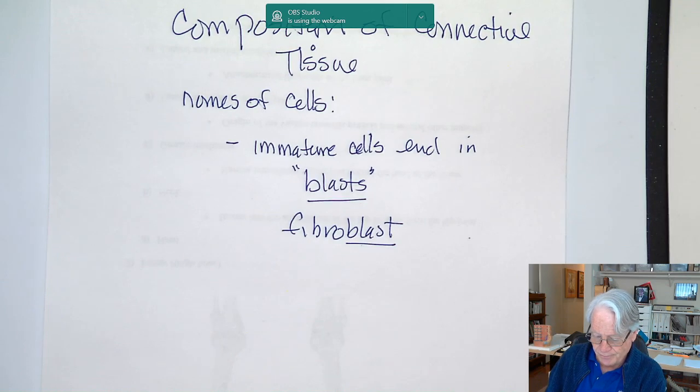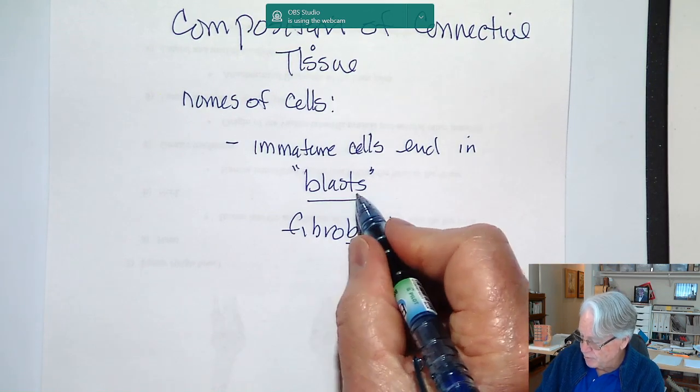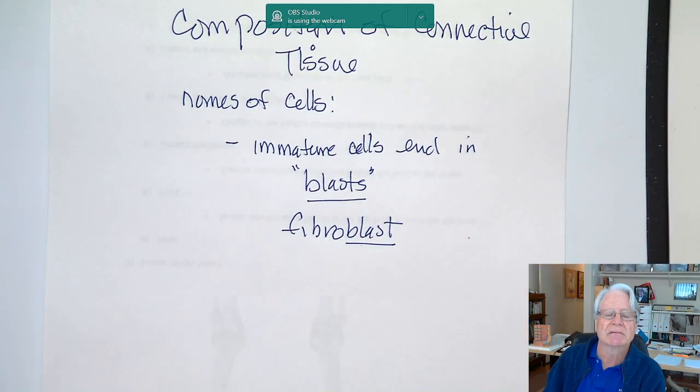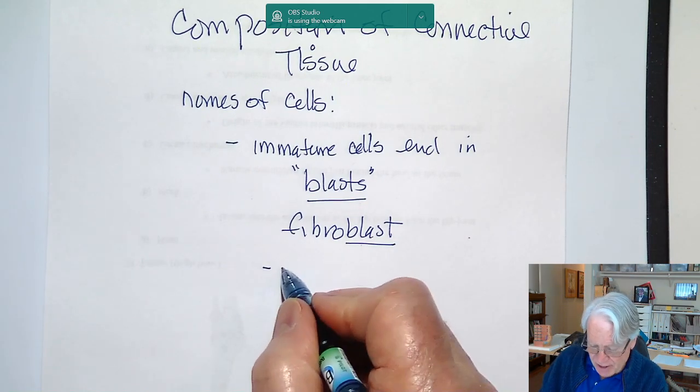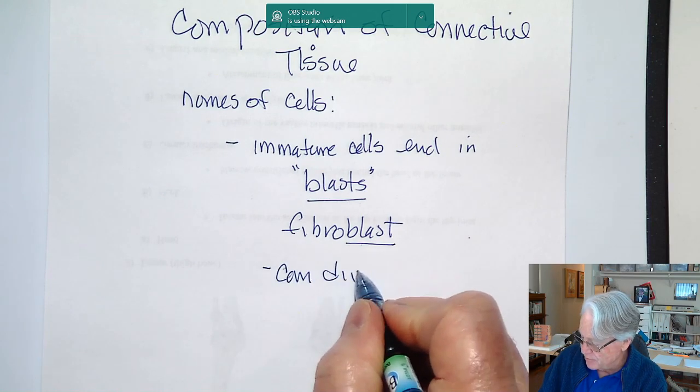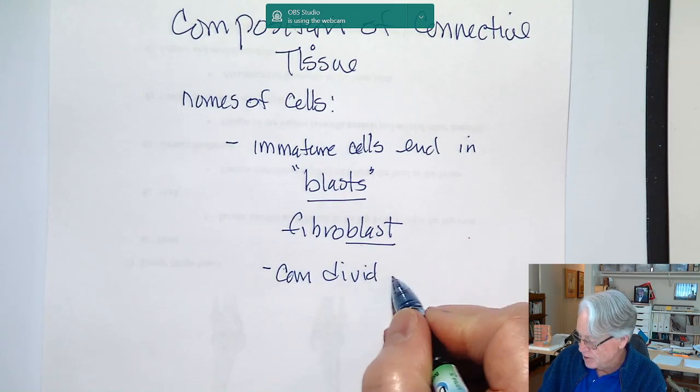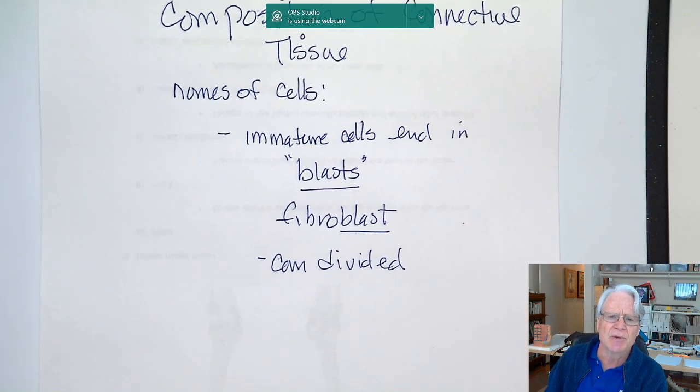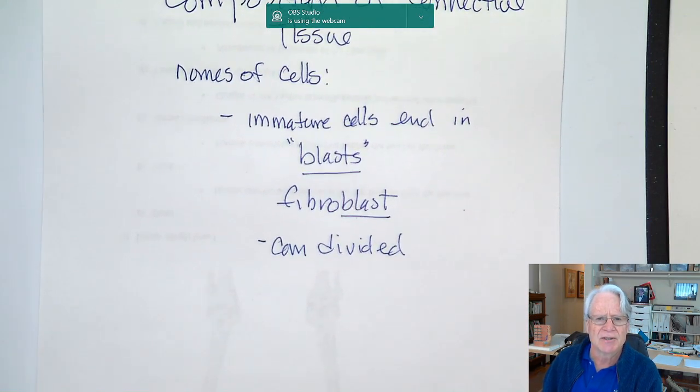So this is the plural form. This is a singular form. Okay, why are these immature? Well, a variety of things make them different. And the differences we want to focus on is they can divide. They can go through mitosis. So these are cells that are capable of reproducing themselves.